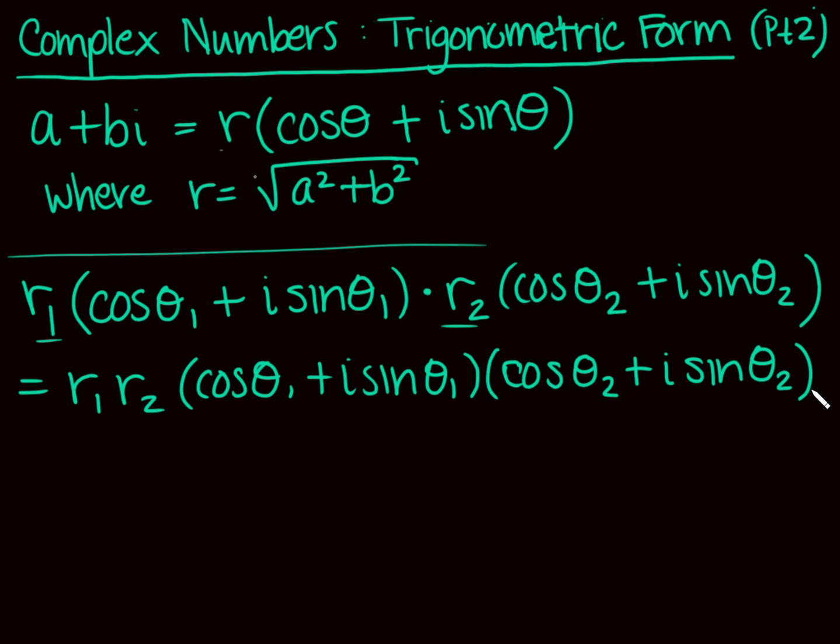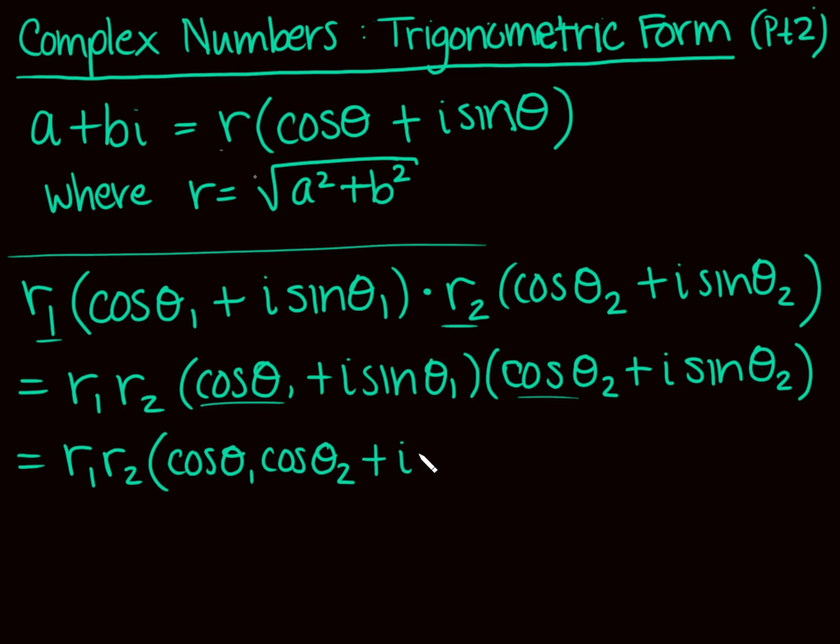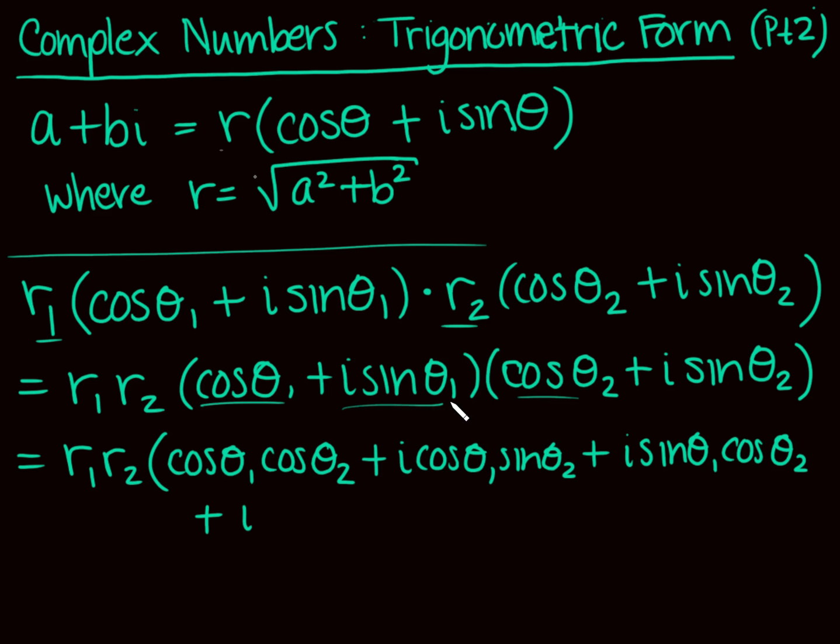Okay, so we're going to multiply these out. This r1 r2 is just going to hang out and be r1 r2. And now I'm going to FOIL this out. So I'm going to have cosine theta 1 times cosine theta 2, that's just two different angles. If I do outside, I get plus i cosine theta 1 sine theta 2. Inside, I get plus i sine theta 1 cosine theta 2. And then if I do last, this is exciting. So if I do last, I'm just going to save myself a step.